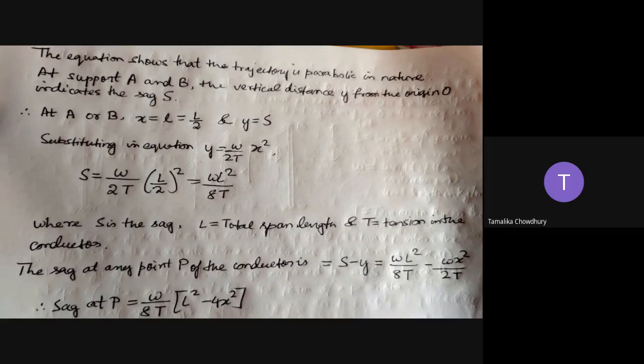Now I'm going to the sag when the supports are at unequal levels. I have a question before I move on: can you answer when this sag at unequal level can occur? In which areas can the sag of unequal level happen? When the transmission line passes through hills, right? Hills or mountains. And what other cases? Any other case?